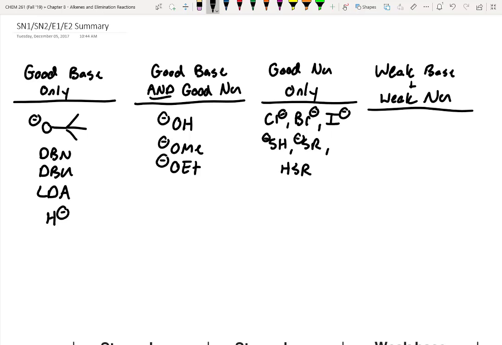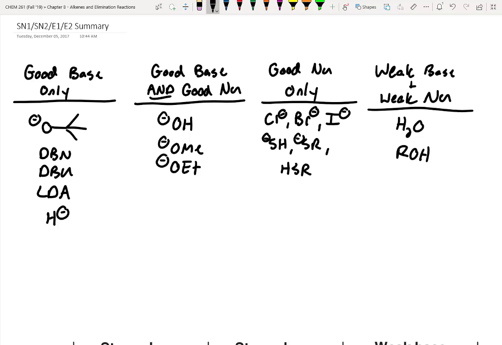All right, weak base and weak nucleophile. Water and any sort of alcohol, so I'll just call that ROH. Make sense? Is this an exhaustive list? No, it's just the most common ones that we'll run into.